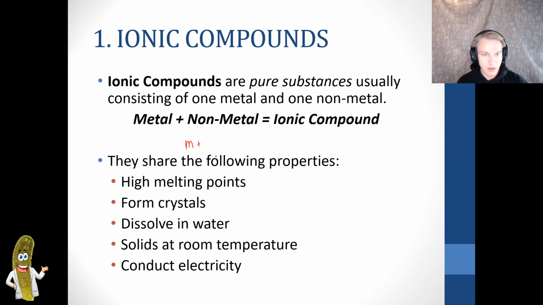That is. Metal plus a non-metal equals an ionic compound. And I'll use these M's and NM's to label what are the metals and what are the nonmetals. But generally speaking, ionic compounds have the following properties. They have high melting points, they form crystals, they dissolve in water, they're solid at room temperature, and they conduct electricity.